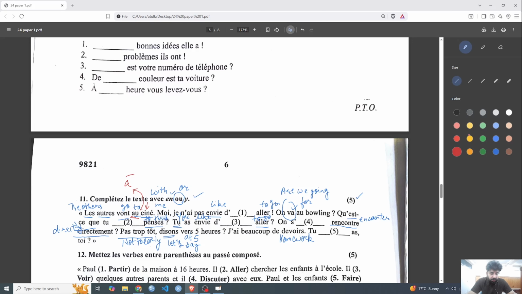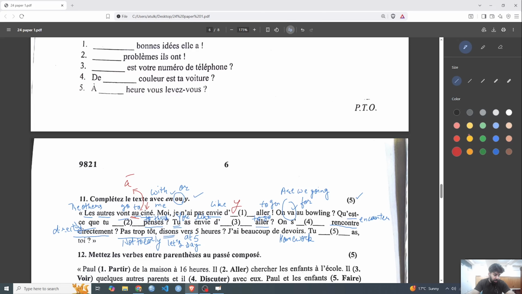So this is a place which is introduced by "moi je ne pas envie d'aller", to go. So I don't like to go there. So we have to replace this. And because we just studied the rules, it says that when we have a place which is introduced by "à", we generally use y. Okay. Now we will move further.